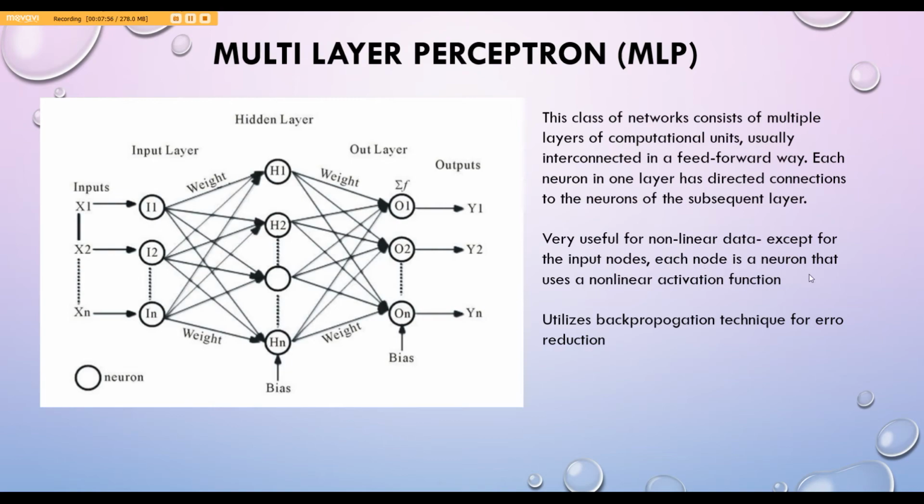MLPs are very useful for nonlinear data because, except for the input nodes, each node is a neuron that uses nonlinear activation functions. They can be sigmoid functions, ReLU functions, tan hyperbolic functions, and so on. And this also utilizes the backpropagation technique for error reduction.